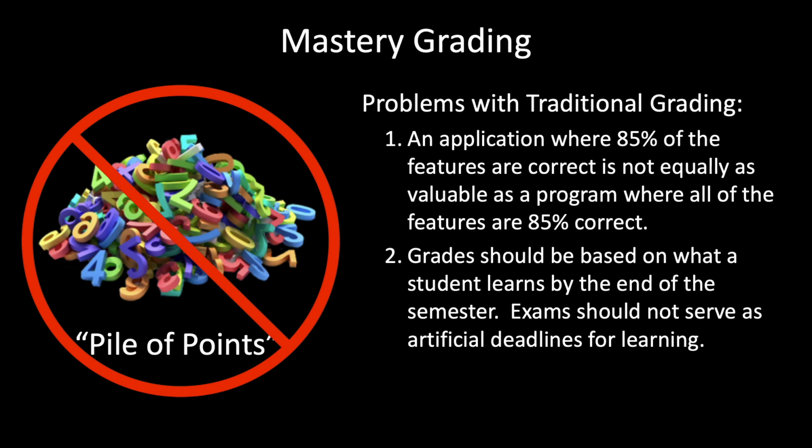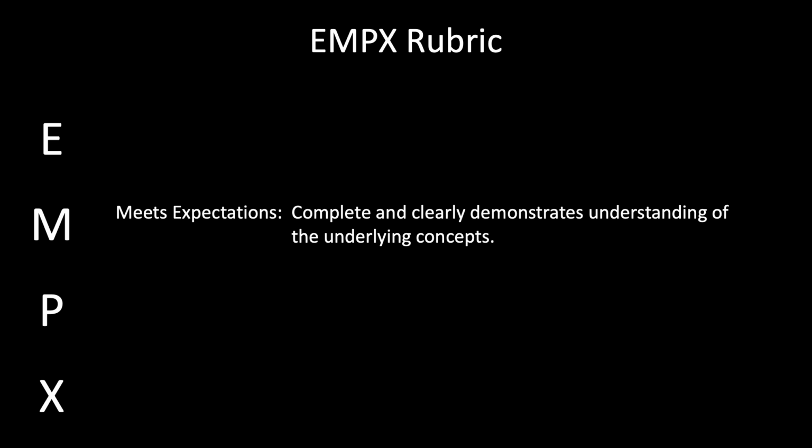Now, everybody does mastery grading a little bit differently. So what does it mean in this course? First, instead of points, I'll evaluate submissions using what Robert Talbert calls the EMPX Rubric. M means meets expectations. This is by and large your goal for everything you do in the course.